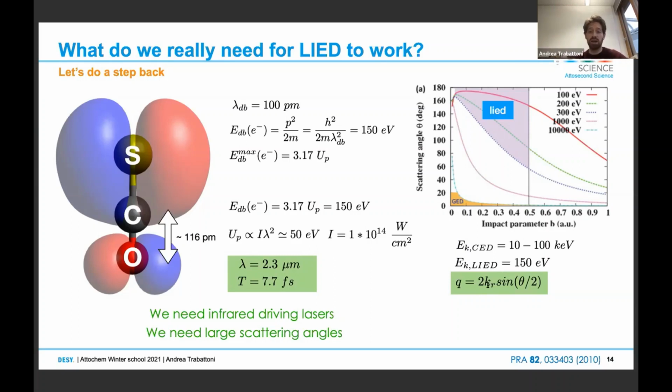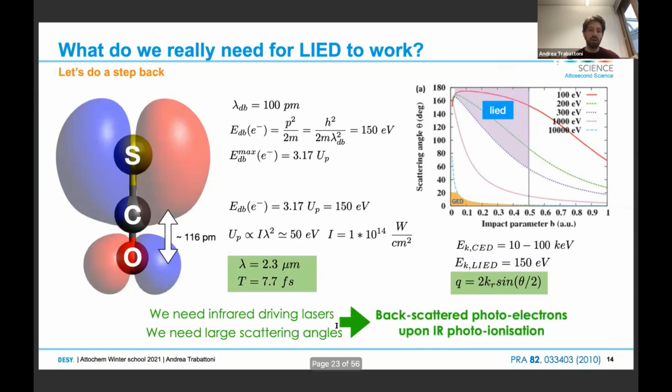For conventional electron diffraction, you have an extremely high momentum, then you have an extremely small angle of rescattering. You are basically forward scattering. For LED, it is the other way around. You have a small energy at rescattering, and for this reason, you need to have larger scattering angles, possibly backscattered electrons, which are the ones we saw that also provide the largest energy. So combining these two constraints, the first ingredient for our experiment is that we need backscattered photoelectrons upon IR photoionization.